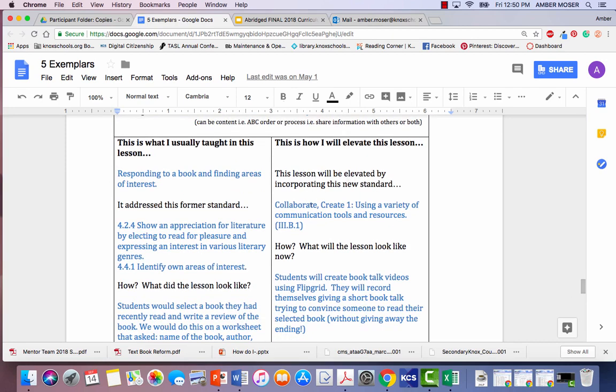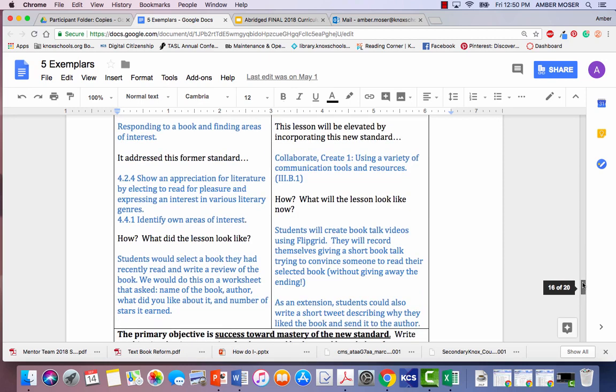She's going to incorporate 3B1, which is in Collaborate, in the Create domain, and competency 1. So that says learners participate in personal, social, and intellectual networks by using a variety of communication tools and resources. So what that's going to look like in Rachel's library is this.